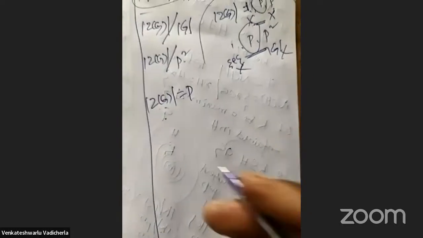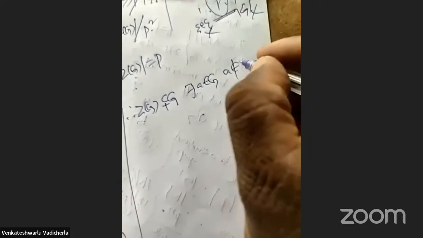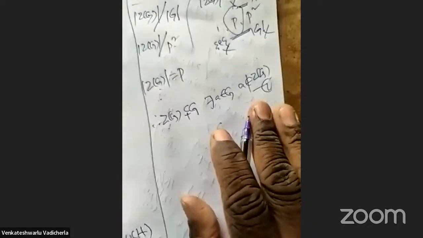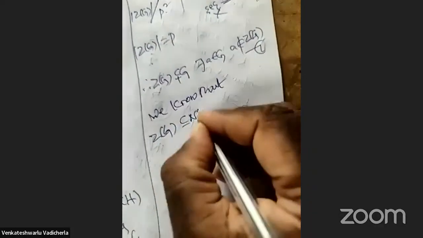So the concept is: Z of G is a subset of G, and there exists an element A of G such that A does not belong to Z of G. Equation 1. So we know that we have to apply: every Z of G is a subset of or equal to the normalizer of A.